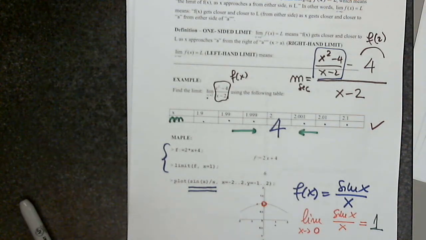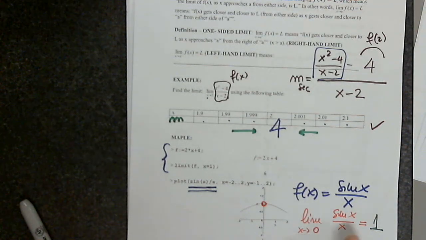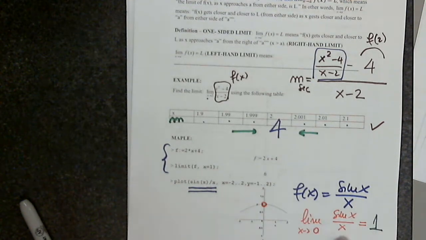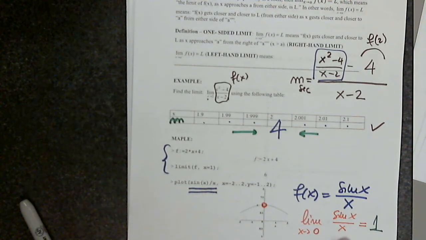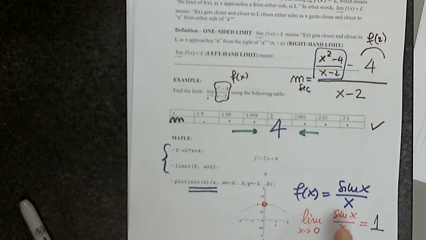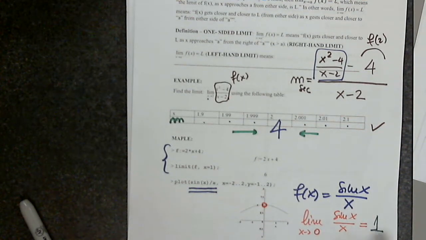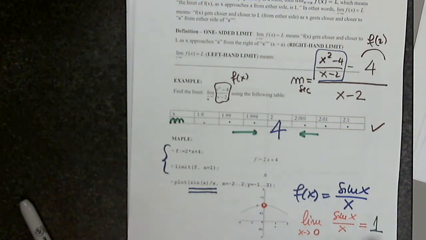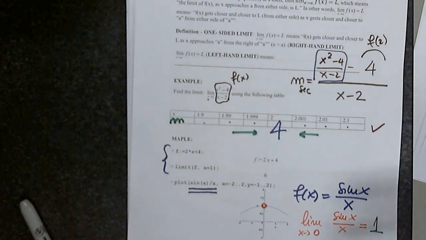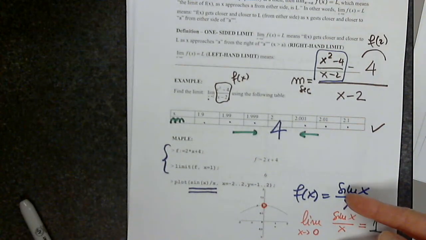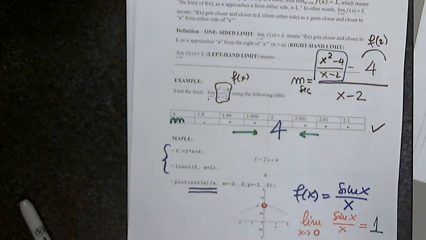Number 2, this limit is a very important limit. It will appear a lot in the course, so please remember it. The limit of sine x over x as x approaches 0 is 1. Also the reverse, x over sine x. The limit of x over sine x will be 1.